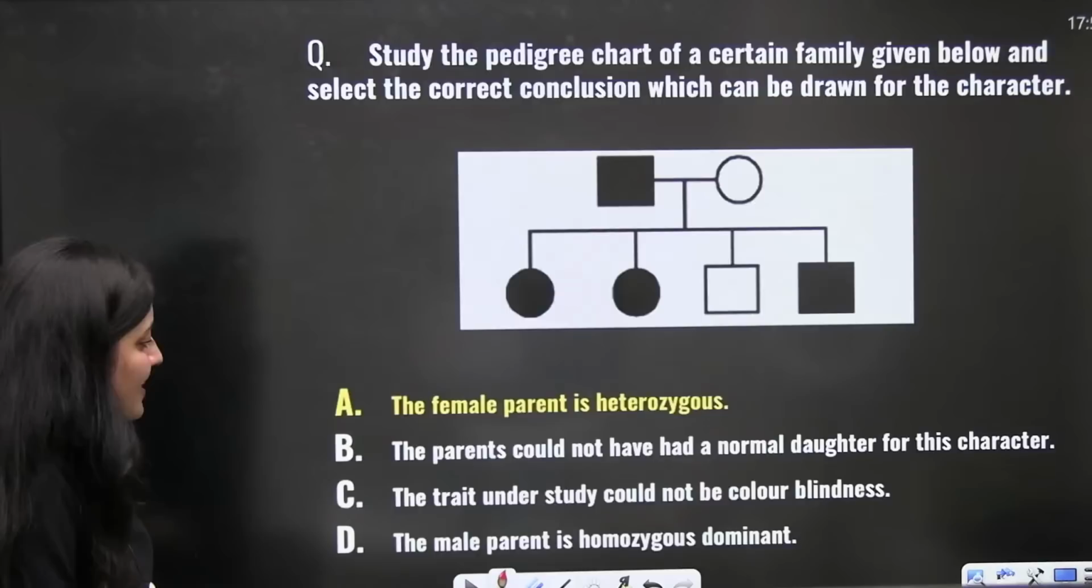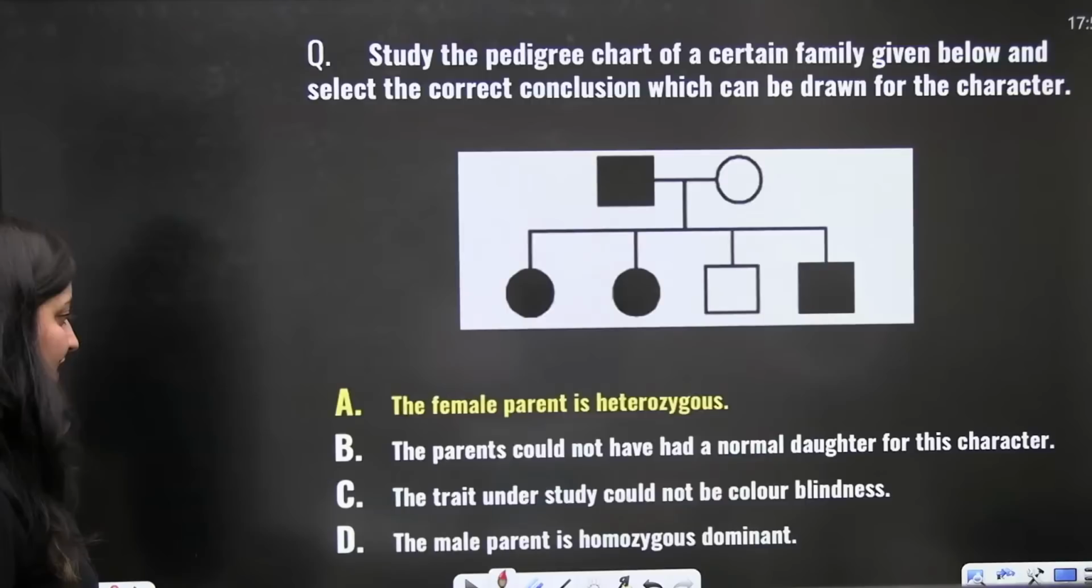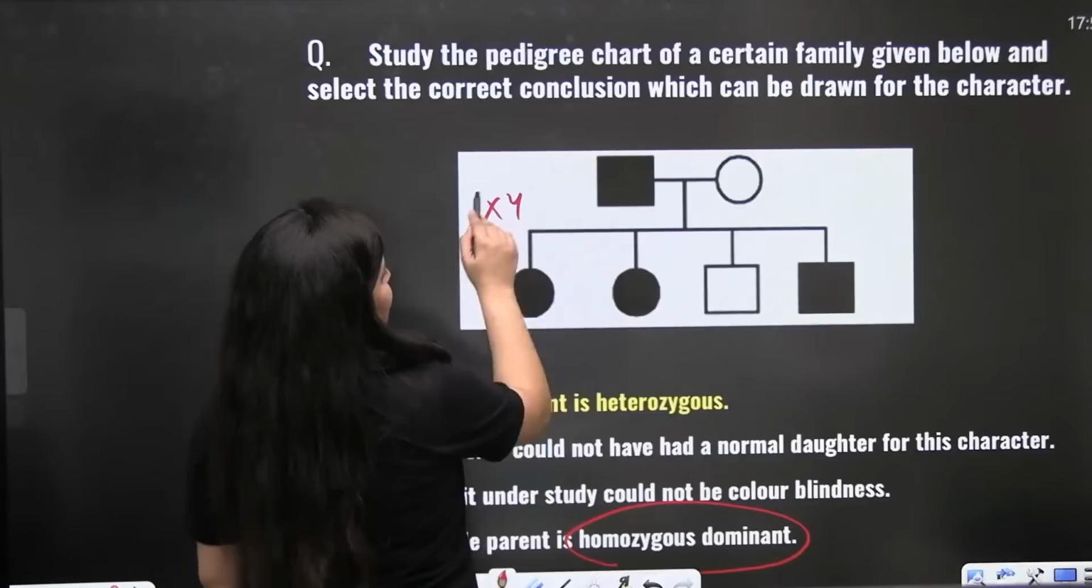The male parent is homozygous dominant. Not possible. Male parent is XY. Right, male parent is XY. So, the answer is going to be A.